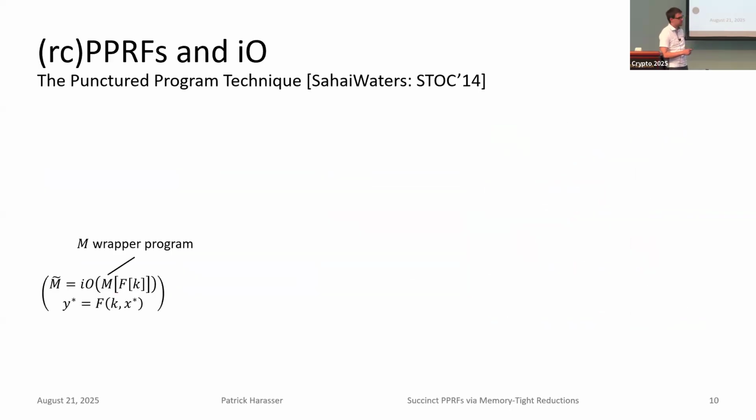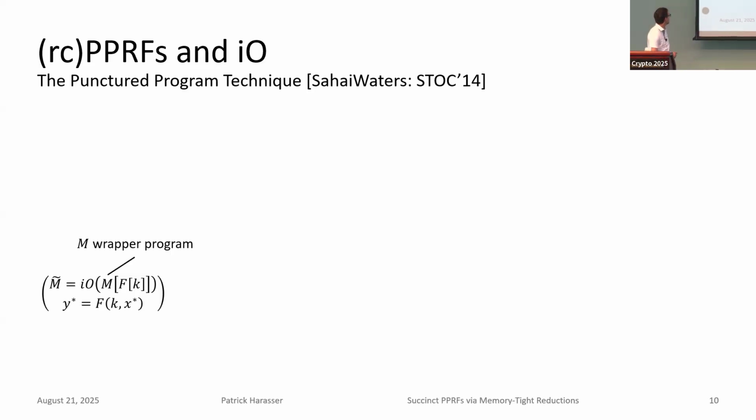The reason why we believe that RC PPRFs are an interesting object of study is that they retain the usefulness of regular PPRFs when used together with I/O to build advanced cryptographic primitives. The techniques to do so go back to the seminal work of Sahai and Waters, and roughly go as follows.